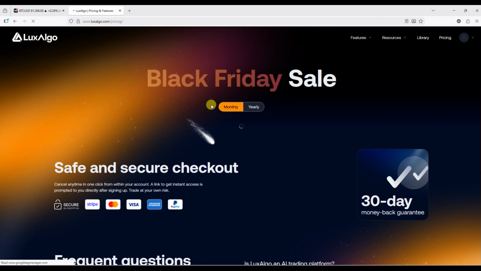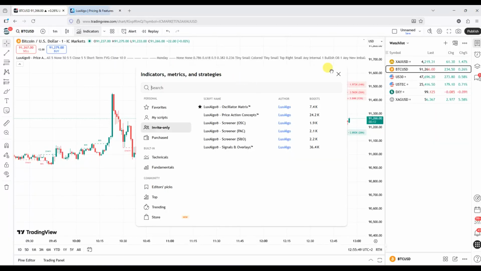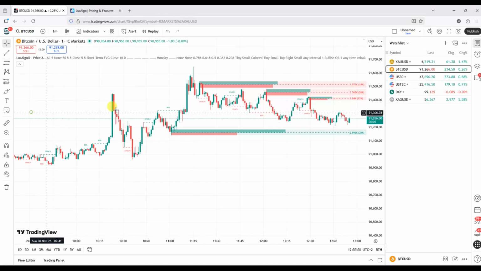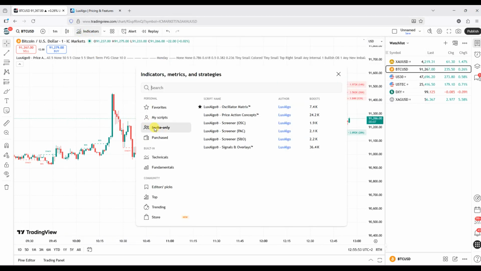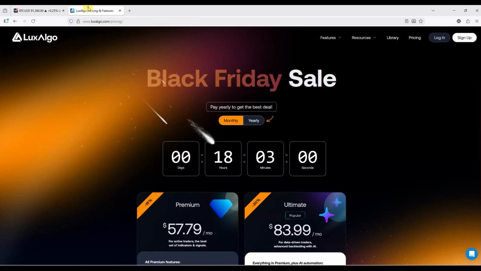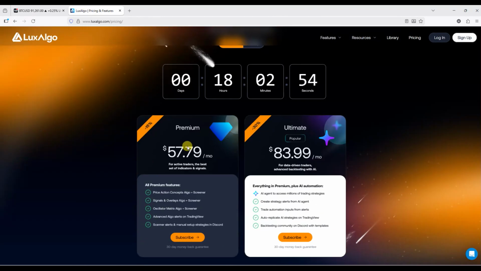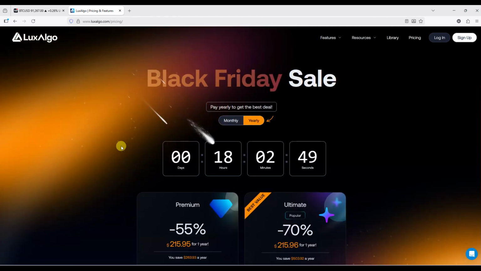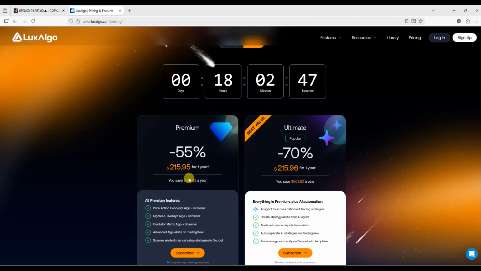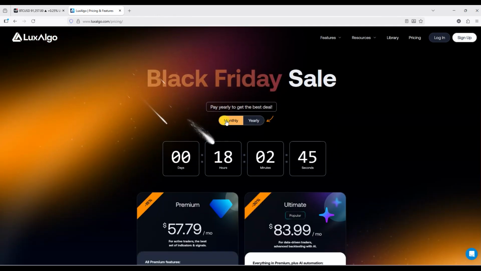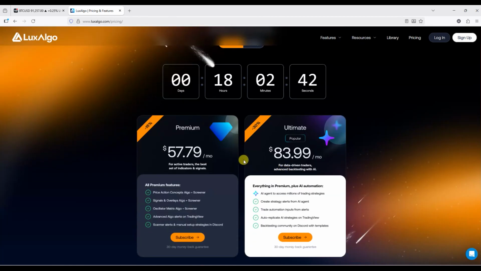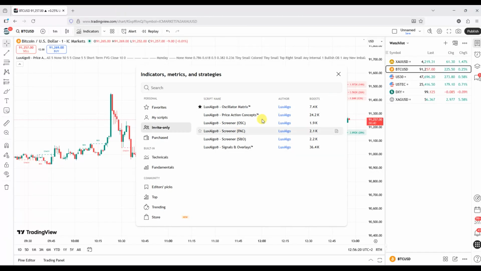As soon as the payment is done, we go to TradingView and refresh it. After refreshing, we can see the invite only tab, and we can select the indicators based on what we need to trade. If we click on monthly, the premium is 57.79. If we click on yearly, the annual is around $215. Most people go for the monthly option because it's more suitable. So let's get started.